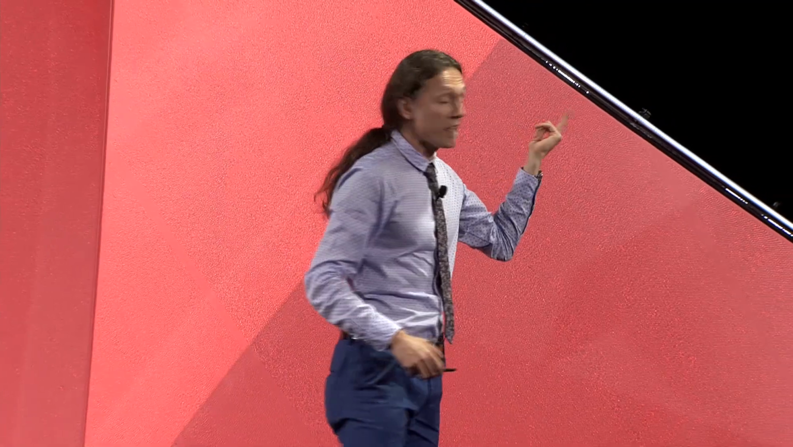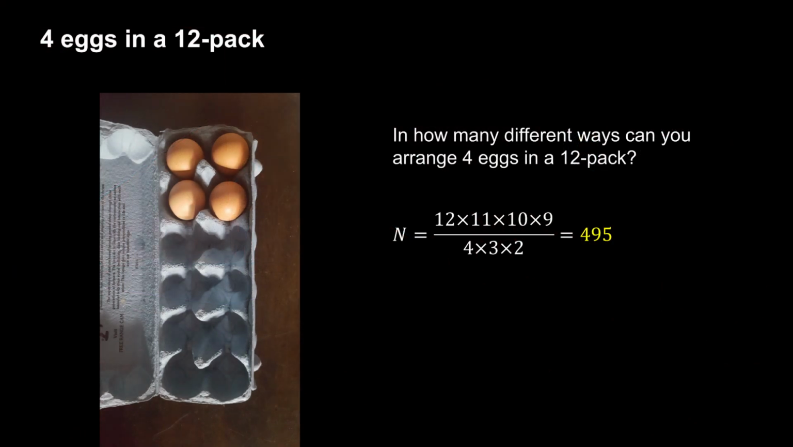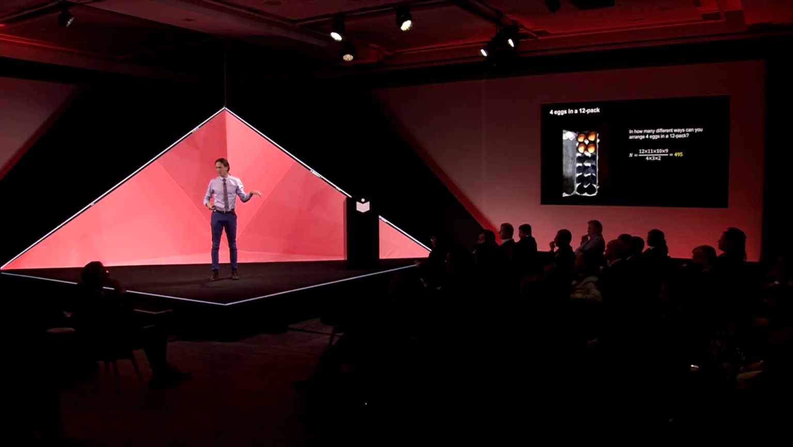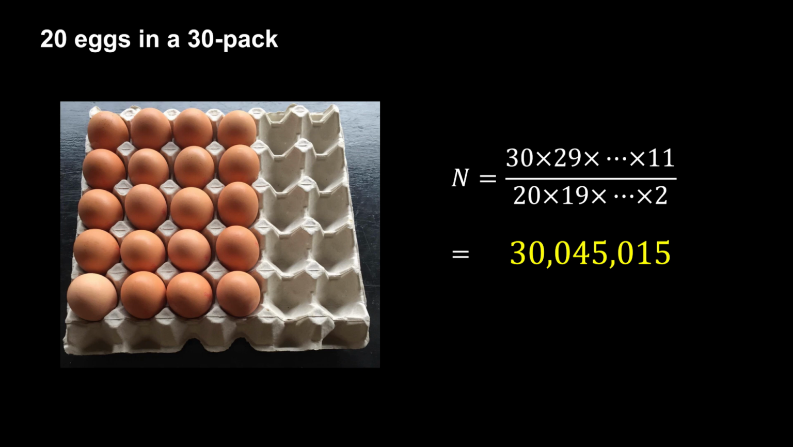If you do 4 eggs in a 12-pack, now you got 12 choices for the first one, 11 for the second, 10 for the third, 9 for the fourth, and then you have to divide by the number of permutations of 4 eggs, which is 4 times 3 times 2. So that's 495 choices of how to put 4 eggs in a 12-pack. So it goes up pretty quickly. And then I have a friend who works in a cafe around here, and so I asked her to take a picture of 20 eggs in a 30-pack, the stuff they have there in a cafe. And you do the same calculation there, and you get 30 million. So you see how the complexity of this problem absolutely explodes as soon as you start to make it bigger.